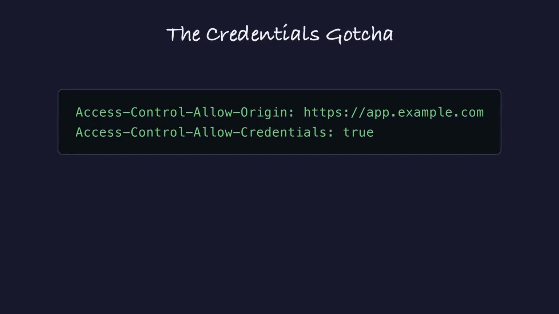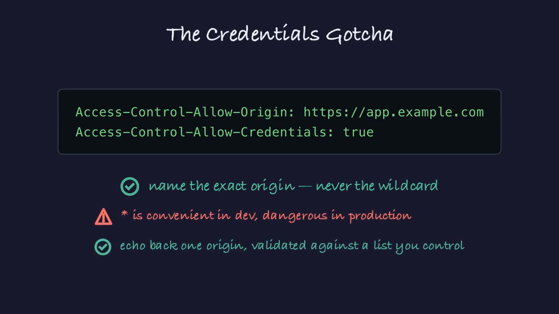The fix, when you need credentials: name the exact origin, not the wildcard. And honestly, this is good practice anyway. The wildcard is convenient in development and dangerous in production. It tells the browser that every origin on the internet may read your API responses. In production, echo back one specific origin, validated against a list you control.